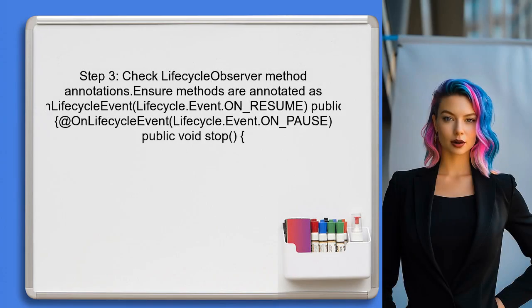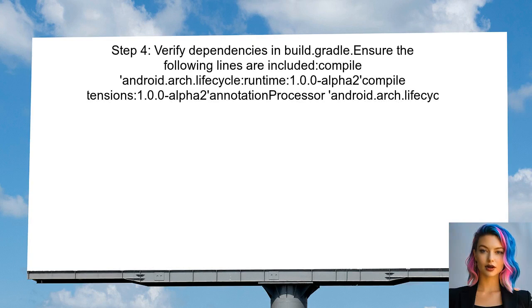Now the user should check if the lifecycle observer methods are annotated correctly. The user should confirm that the annotations for onResume and onPause are properly placed. Finally, the user should ensure that the dependencies in the build.gradle file are correctly set up. This is crucial for the lifecycle components to function properly.